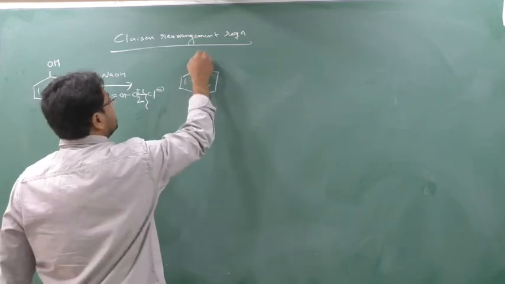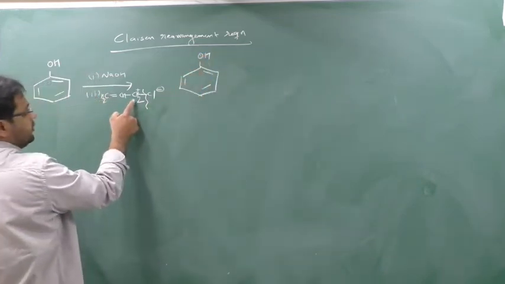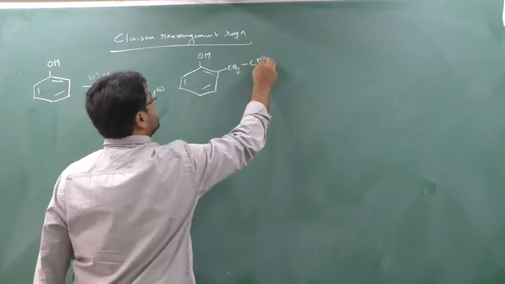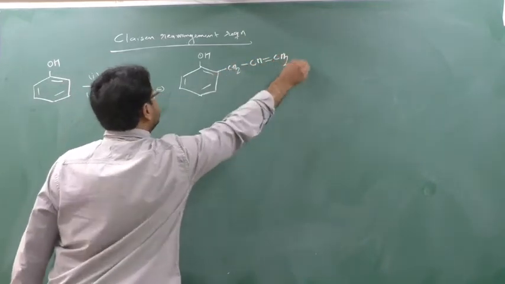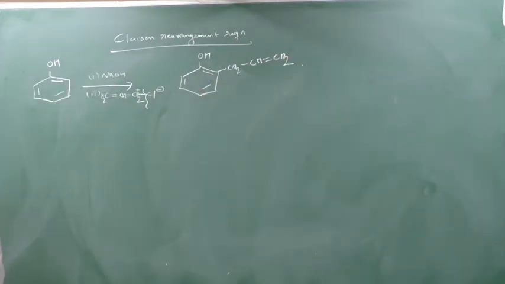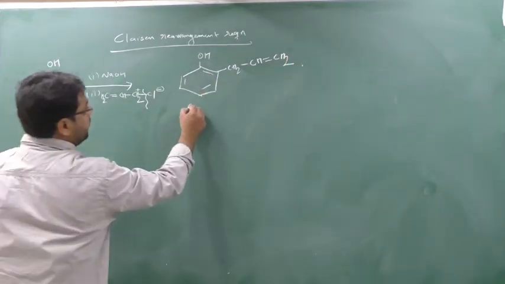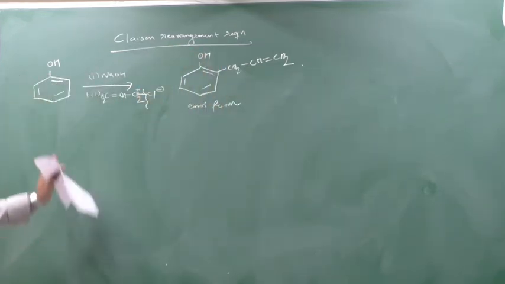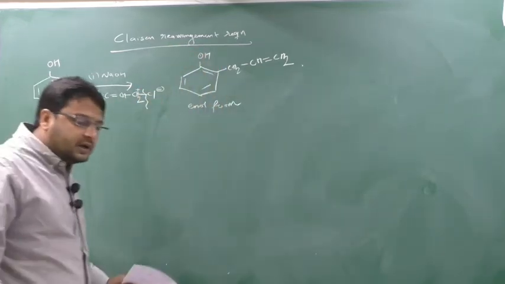OH. Okay, and from where to attach? From here you have to attach. Yes or no? So CH2, CH double bond CH2. This is nothing but your Claisen rearrangement reaction, and this is known as the enol form. Okay, that's it. This is your Claisen rearrangement reaction.